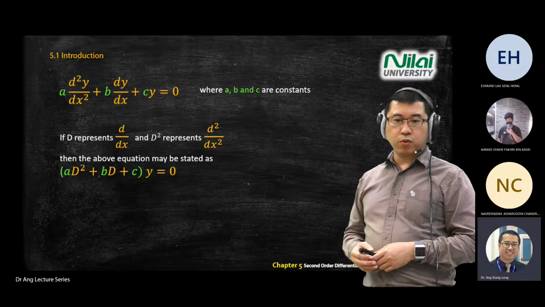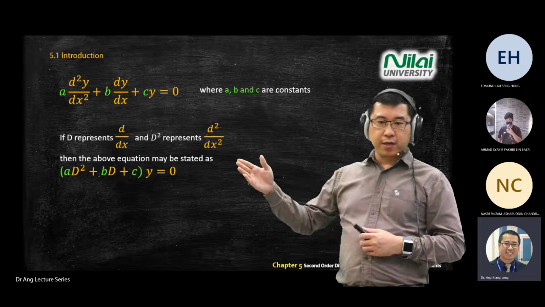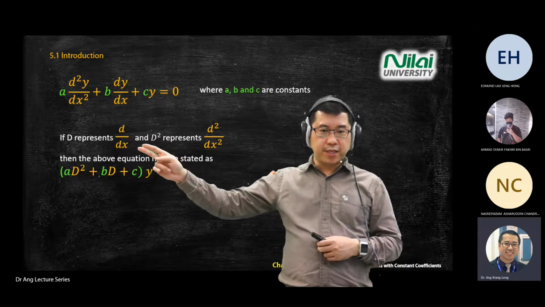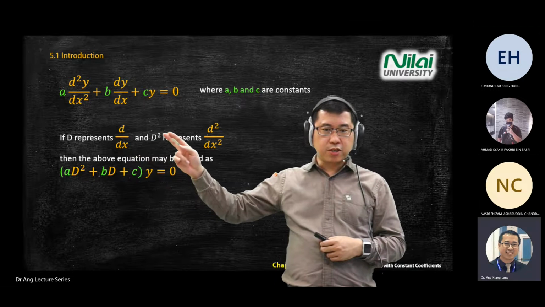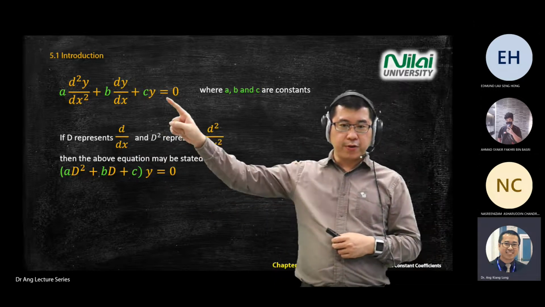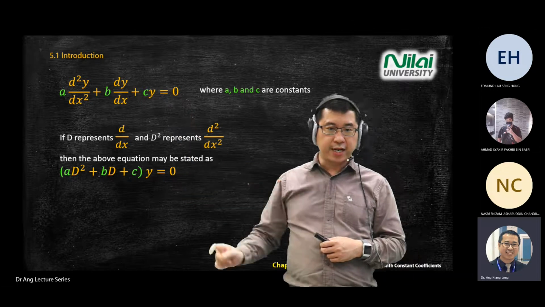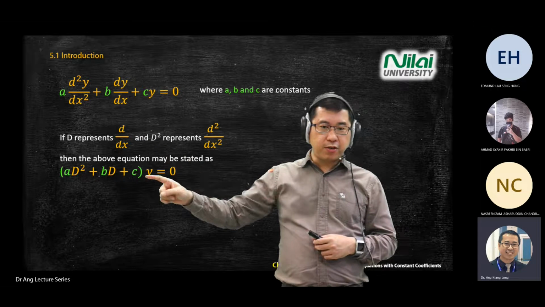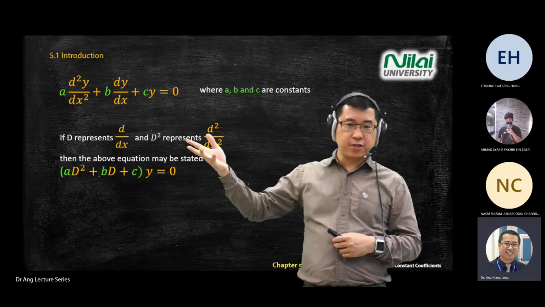So when we use a simpler form, D represents the first differentiation and D squared represents the second differentiation. So we convert the top to the second one. Are you able to relate? A, B, C you continue, because A, B, C are constants, you never change a constant.